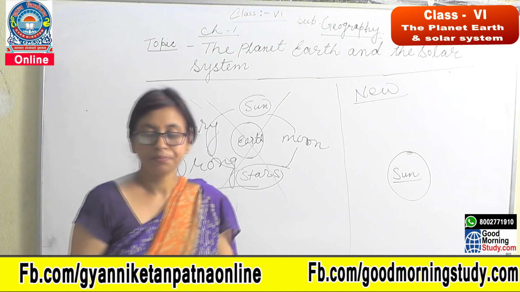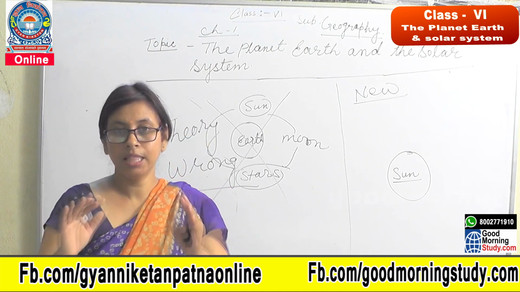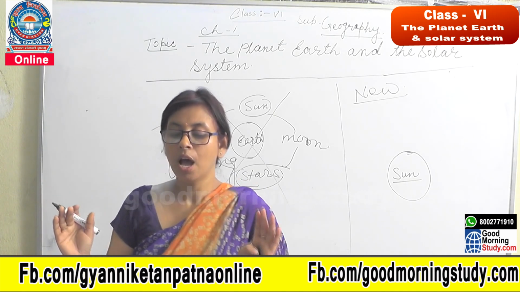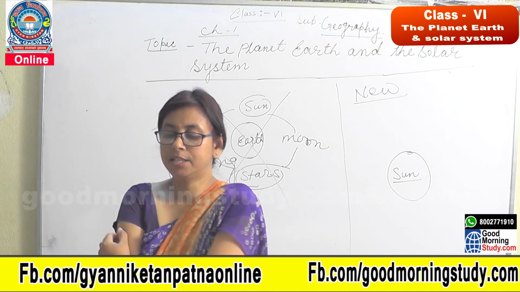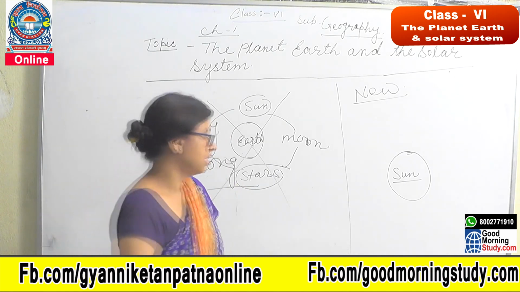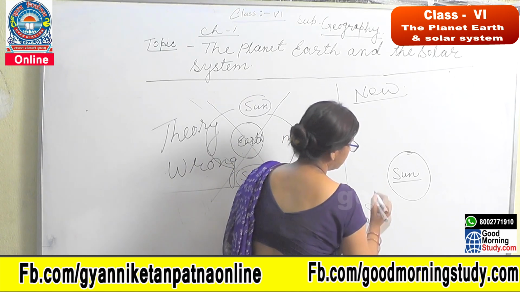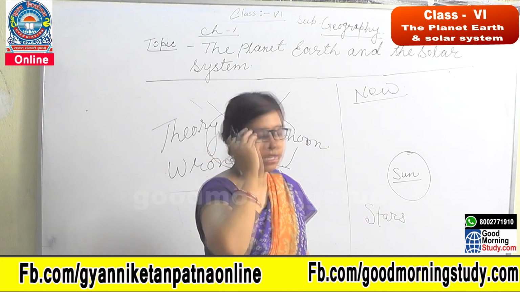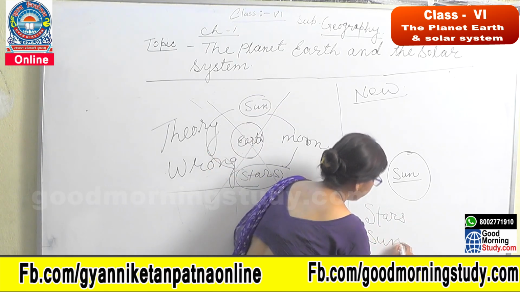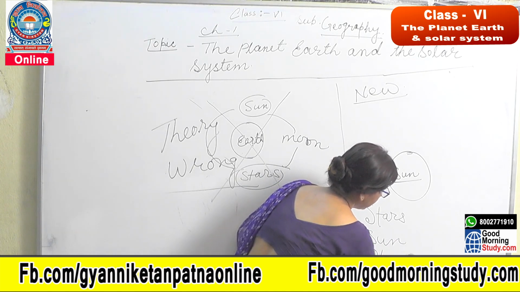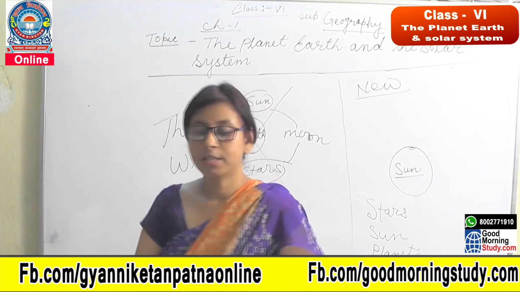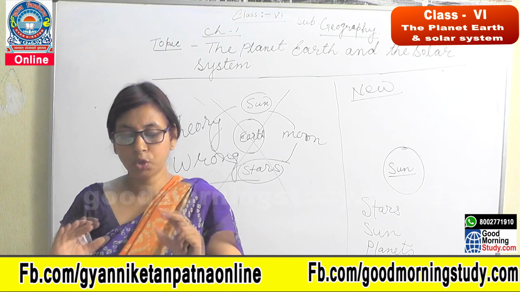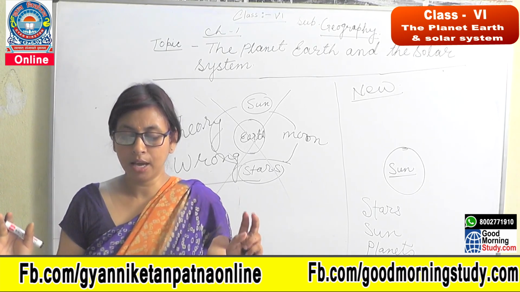Now, celestial body. All objects that we see in the sky. So what is a celestial body? All objects that we see in the sky are called heavenly bodies or celestial bodies. In celestial bodies, what do we include? Whatever we see in the night sky, like the stars, sun, planets, even the meteoroids, asteroids, satellites, comets, meteors, all these are known as a system.